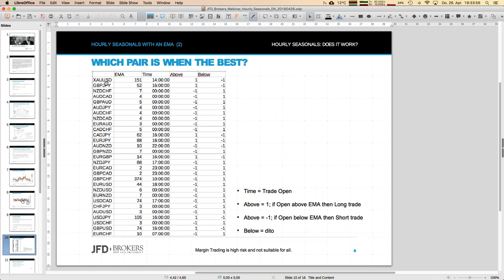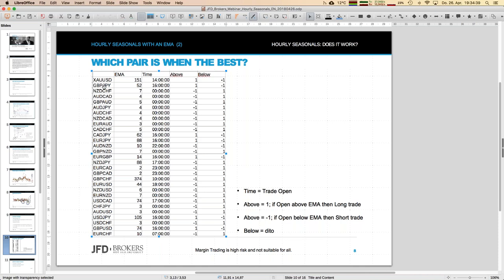For gold, the best EMA is the 150. The best time of the day is 2 o'clock afternoon. At 2 o'clock in the afternoon, we would have to look above or below. If we are above the EMA with our open, and that is meant here by that plus one instead of minus one, it would be a good idea to go long for exactly 1 hour. At least that's the kind of investigation I have done, just going long for 1 hour. And if you would be below that EMA, it would be a better idea to go short.